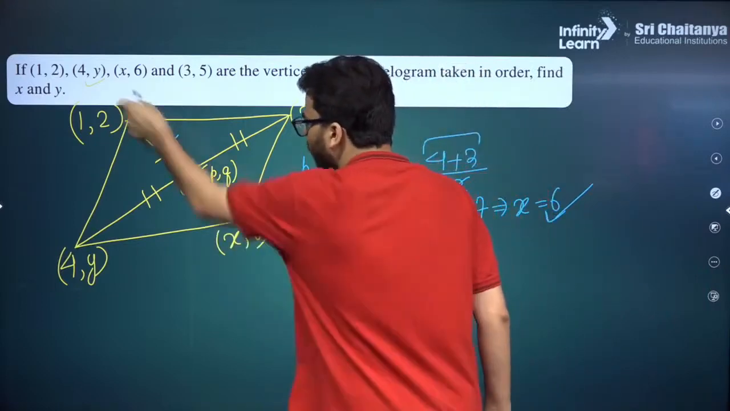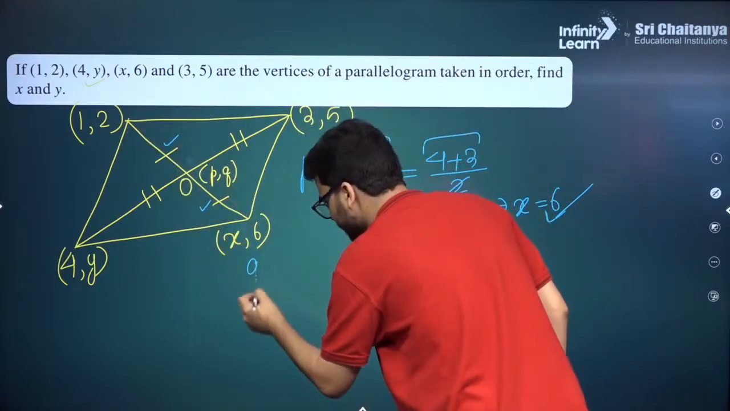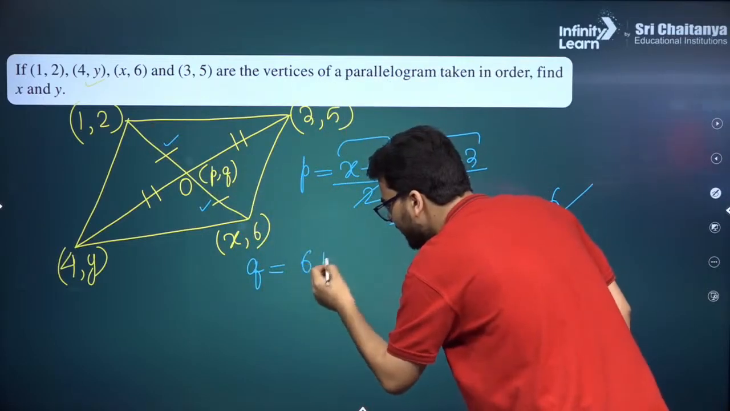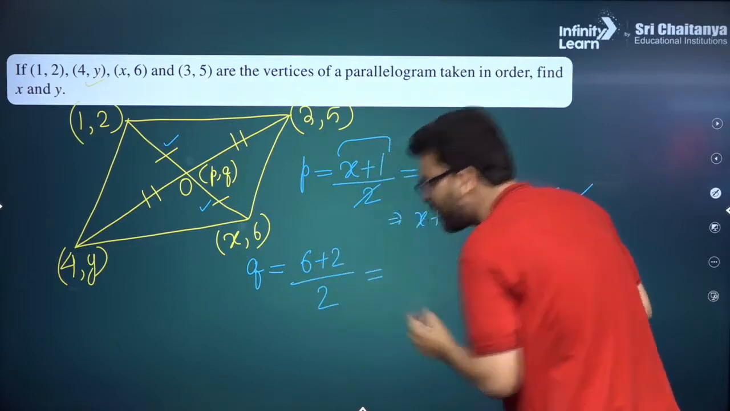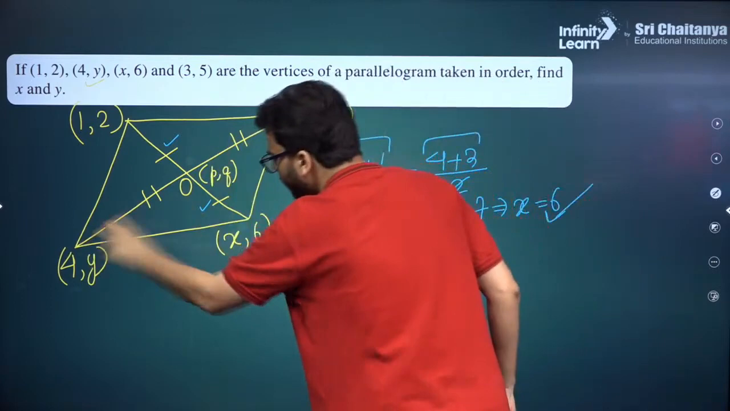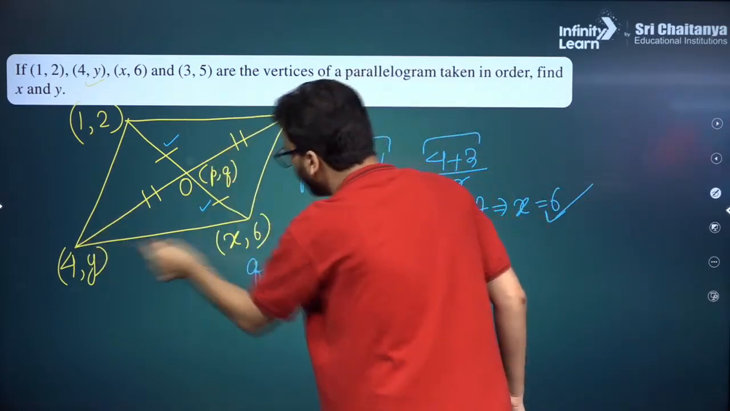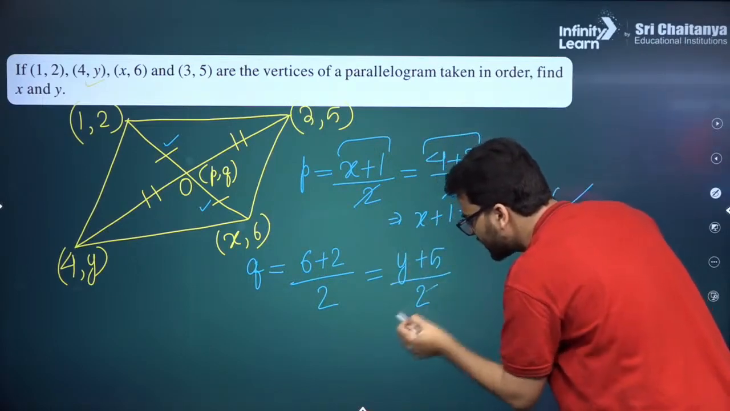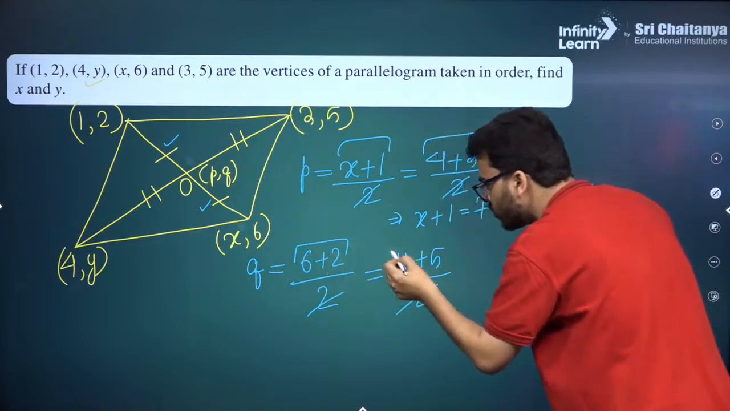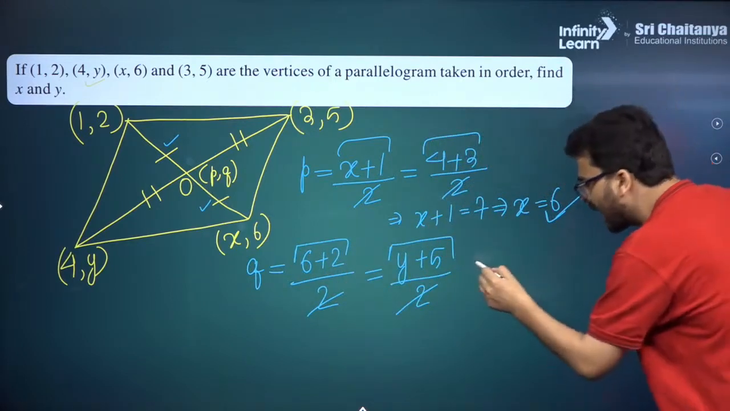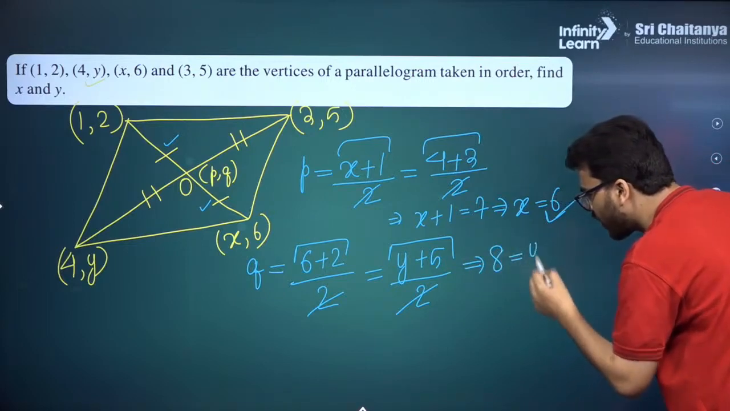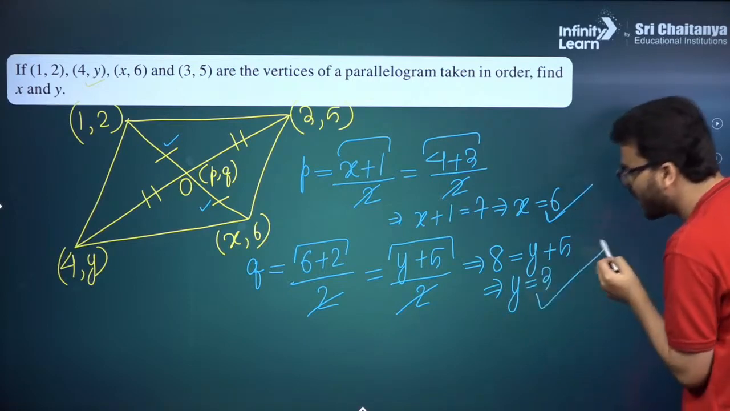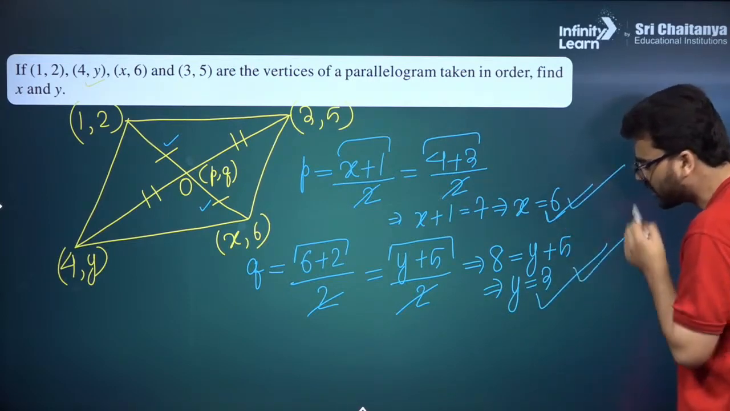If we again use the midpoint formula over here, can I not say that Q will be equal to 6 plus 2 by 2? In the same manner, I can use the midpoint formula over here as well. Q will be equal to y plus 5 by 2. So you see this will be cancelled out. So I can say 6 plus 2, 8, is equal to y plus 5. So therefore y will come out to be equal to 3. So therefore x is equal to 6 and y is equal to 3 is the answer.